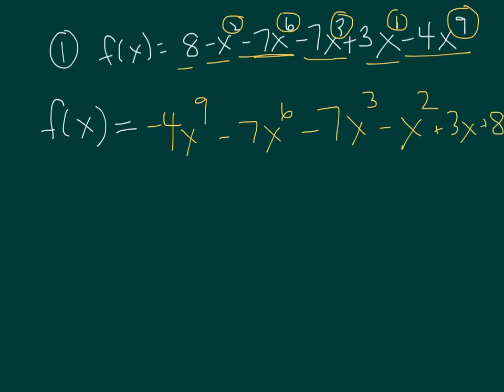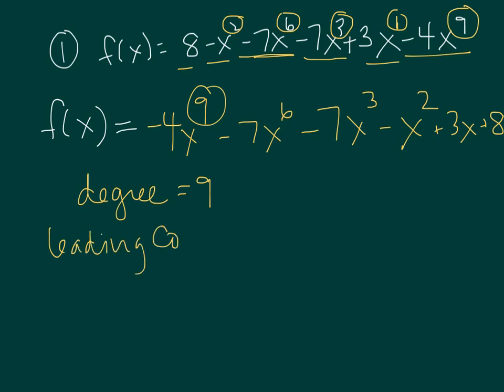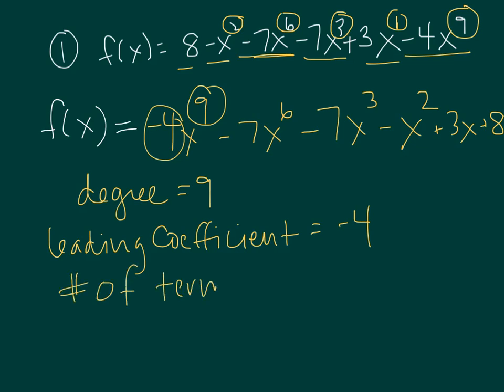The other 2 things I've asked you to do is to identify the degree. So the degree is just the highest exponent. So the degree is 9 because the highest exponent is 9. The leading coefficient is the coefficient on the leading term when it's written in standard form. So in this case, it is negative 4. And the number of terms just means we're going to count up the number of terms. So 1, 2, 3, 4, 5, 6 terms.